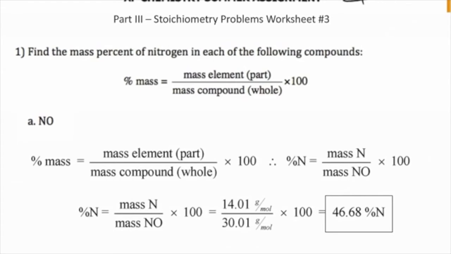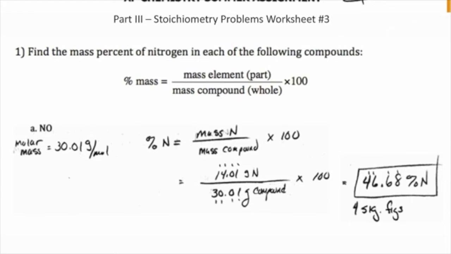Substituting in 14.01 grams per mole for the mass of nitrogen and 30.01 grams per mole for the mass of nitrogen monoxide, and multiplying by 100%, you end up with 46.68% nitrogen. Don't forget to round your number to the proper number of sig figs. Both 14.01 and 30.01 have 4 significant figures, so your answer should also have 4 significant figures.